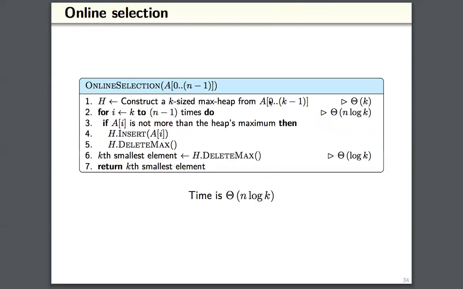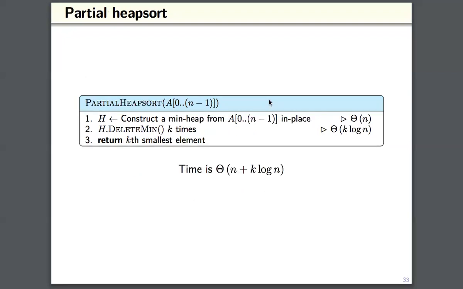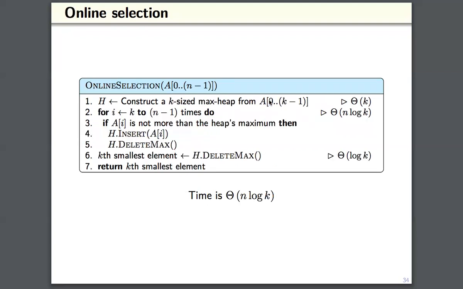Next algorithm, online selection. So what is the idea here? We have a heap, but that's not the only way of using a heap. We looked at one way of using the heap to solve the problem, but this is not the only way. There are other ways. Here is another beautiful way. Online selection. What is the idea here?